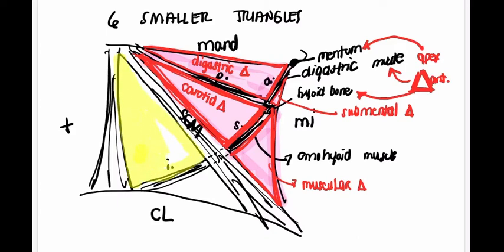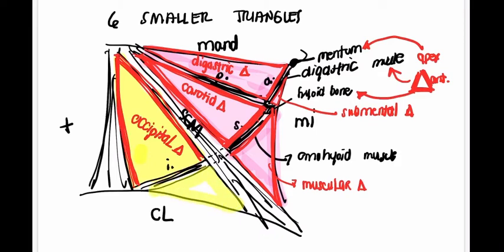The fifth smaller triangle is the occipital triangle. So, it is bounded posteriorly by the anterior border of the trapezius, anteriorly by the posterior border of the sternocleidomastoid, and inferiorly by the inferior omohyoid muscle.